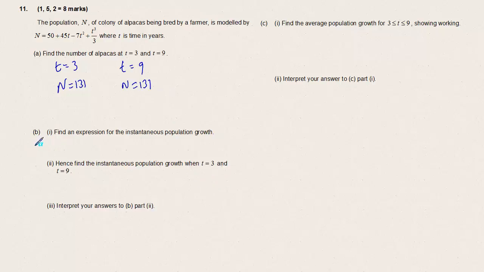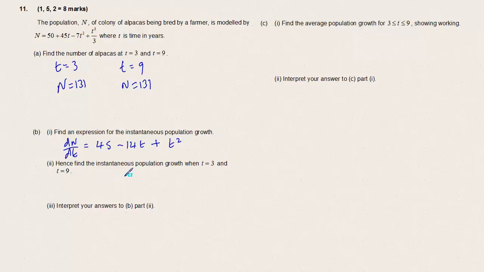In part B, we want to find an expression for the instantaneous population growth. So that means that what we want is dn dt. So the 50 disappears, we end up with 45, take away 14t, add 3t squared over 3, which is just t squared.